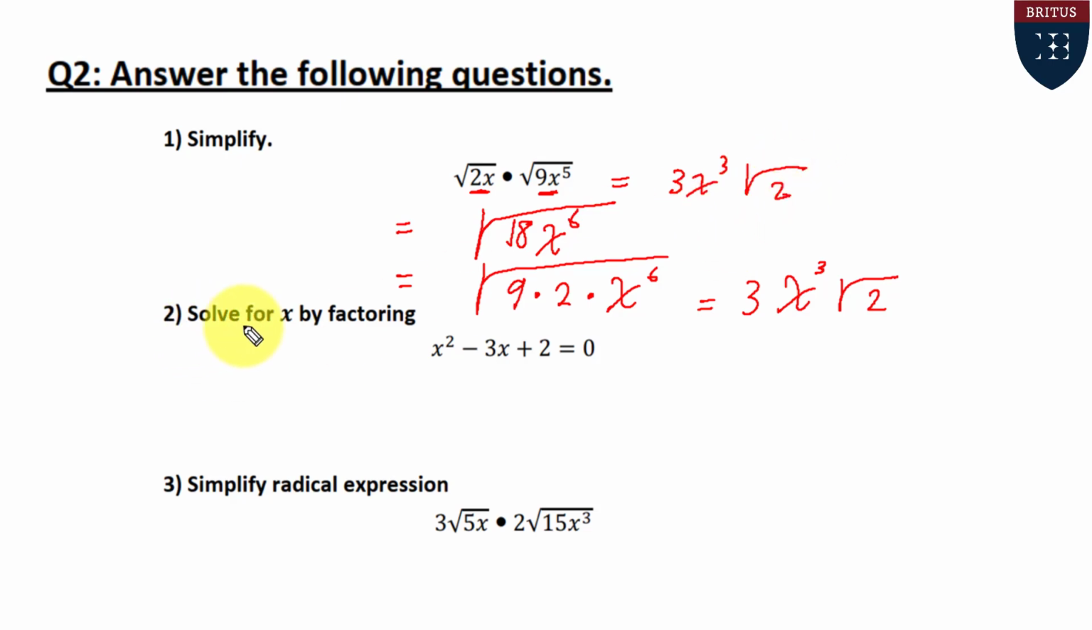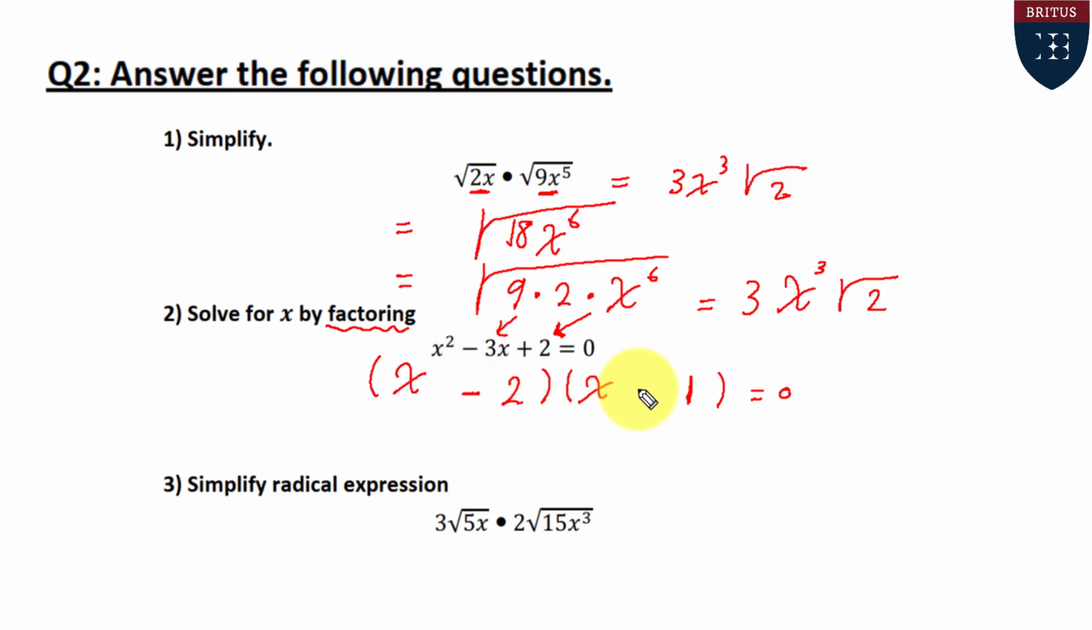Number 2, solve for x by factoring. He said by factoring, just factorize the left-hand side. Now, x squared is equal to what? Yes, it is equal to x times x. Ask yourself, we are looking for two numbers. Their product is 2, and their sum is 3. The two numbers are 2 and 1. The last term is positive, so the two numbers have the same sign as the middle term.